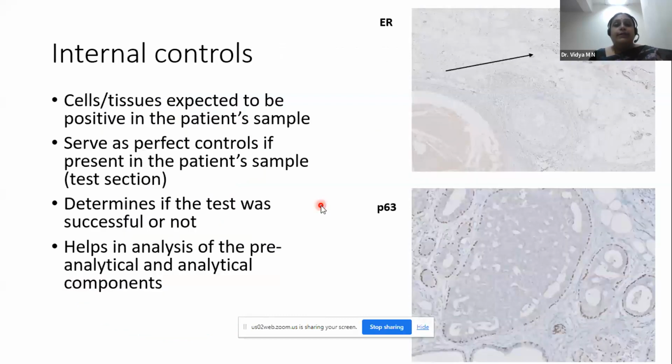Let's come to a few concepts, that is internal control and external positive control. What do we mean by internal control? These are cells or tissues which are expected to be positive in the patient sample. For example, you have a carcinoma of the breast. Look at this. These are areas of DCIS and this is the internal control, which is ER. Now there is ER expression in the internal control, so I'm happy, whereas the test is negative, that is the DCIS area is negative. So here I'm able to confidently tell the clinician, look here, this DCIS is ER negative.